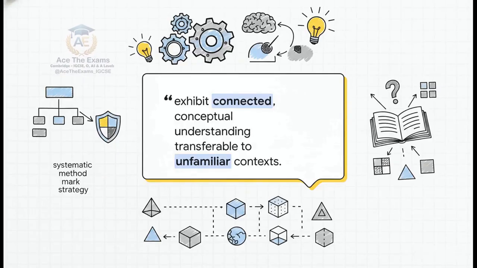So the crucial point is captured beautifully in this quote from the syllabus, bringing our whole explainer full circle today. Top-performing students exhibit connected, conceptual understanding transferable to unfamiliar contexts. That really is the golden rule, guys. It's not about the acronyms. It's about the architecture of your thinking. If you use the systematic method mark strategy we discussed, and you absolutely avoid generic answers by tying everything back to the scenario, you are demonstrating exactly this level of mastery.